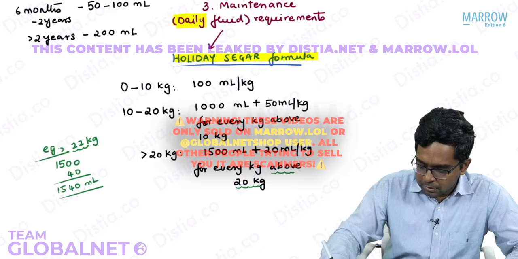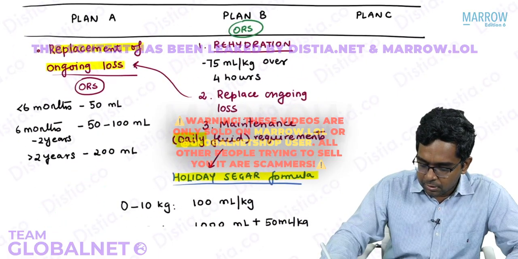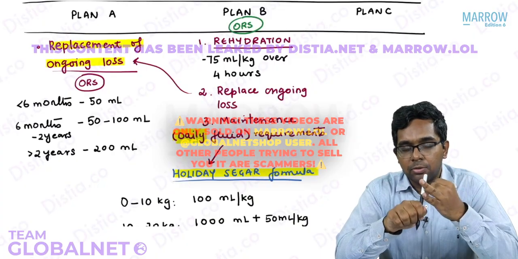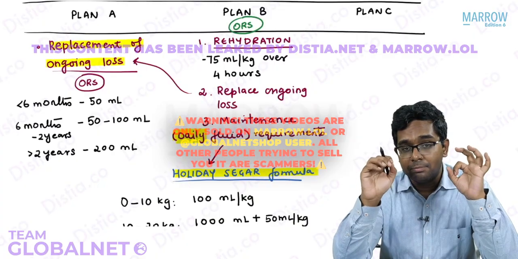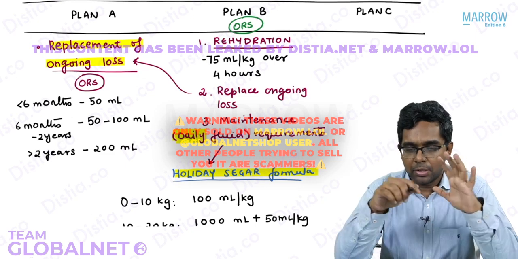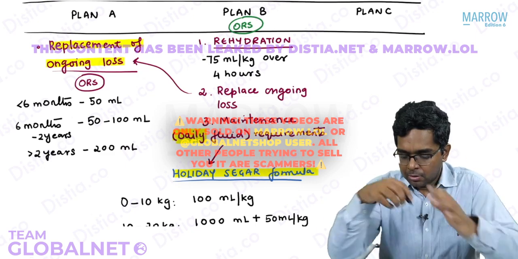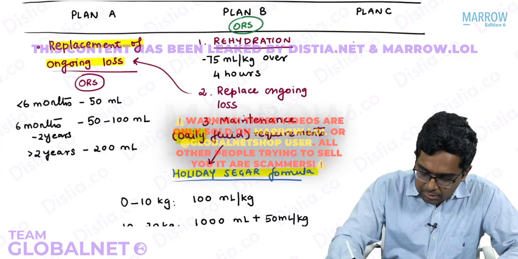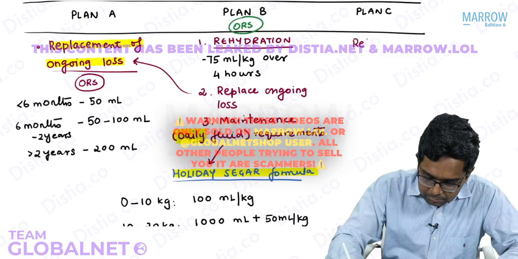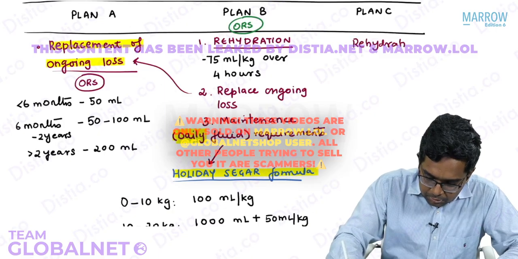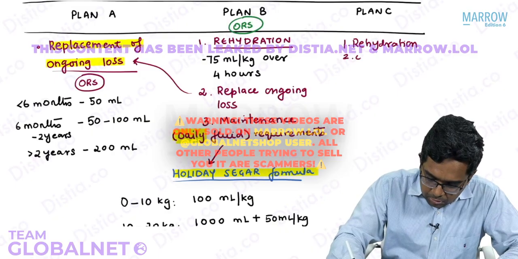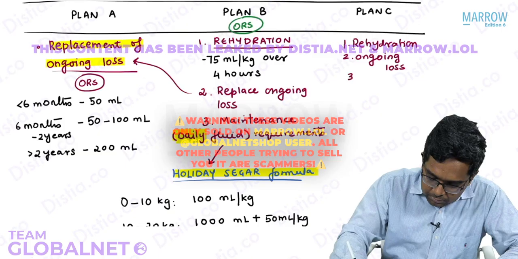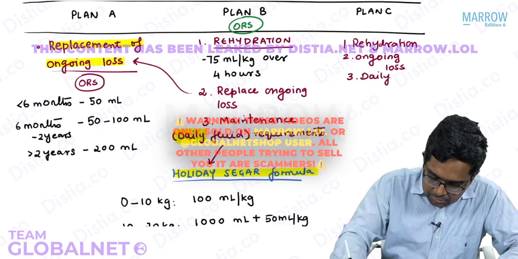So always remember this, that whenever you have a child with dehydration, first correct the dehydration, replace the ongoing loss, and third, you have to give maintenance or daily fluid requirements. That is about Plan B. For Plan C, again, the same principles will apply. What is that? You have to give rehydration, replacement of ongoing loss, and you also have to give daily fluid requirements.